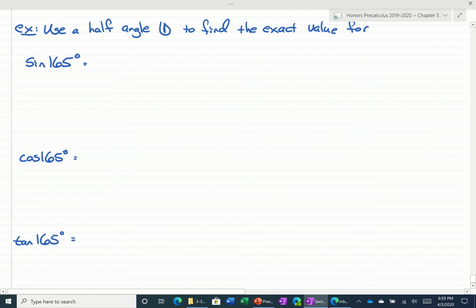Okay, so the sine of 165 using half angle identity would really be the sine of 330 divided by 2. Cosine of 165 was really the cosine of 330 divided by 2. And the tangent would really be the tangent of 330 divided by 2.